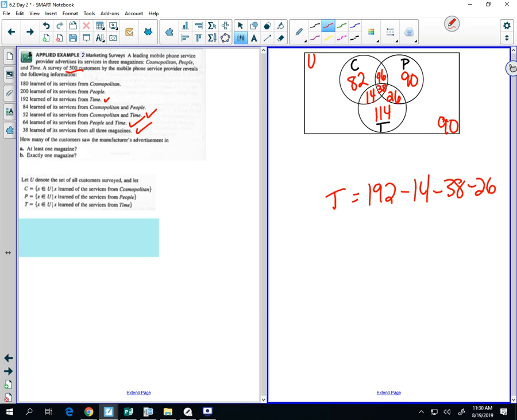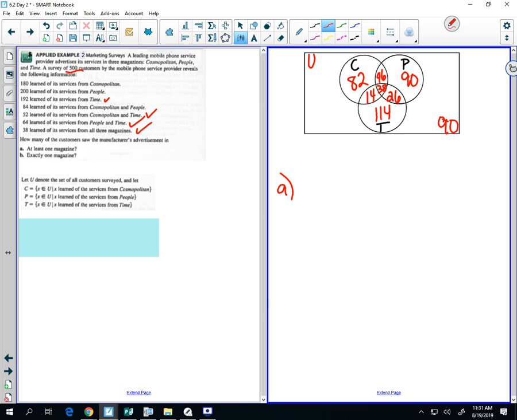Okay, so that's always something to think about. Okay. So that takes some time. Once you get that figured out, that's why on these questions and the problems from the book, if they give you A, B, C, D, it doesn't matter because once you draw the picture, then it's just digesting it all, right? So it says, how many customers saw the manufacturer's advertisement in at least one magazine? Well, I kind of figured that out already because at least one magazine would be any of those.